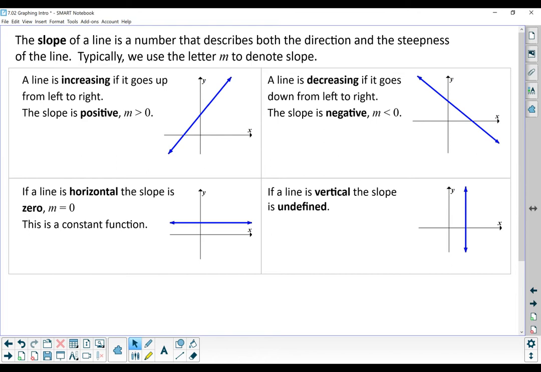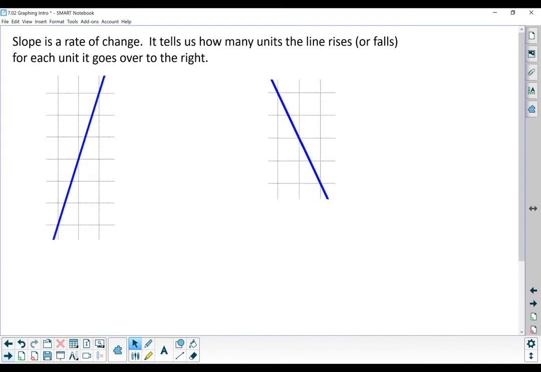Two special cases are if a line is horizontal, then the slope is equal to 0, and that's called a constant function. And then if a line is vertical, then the slope is undefined. So those last two are special cases. Slope is a rate of change. It tells you how many units the line rises or falls for each unit that it goes over to the right. So if I go over 1 unit to the right, this line went up 3 units. So we would say that the slope is 3.